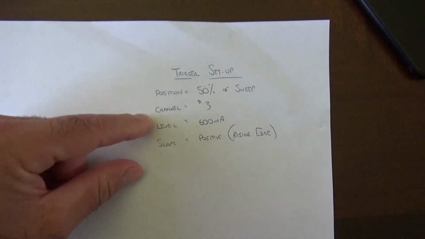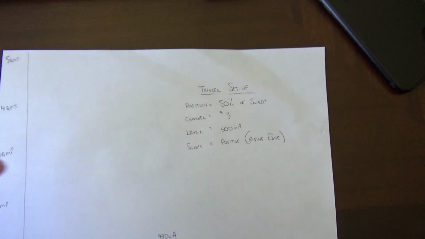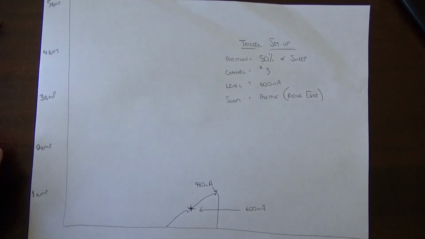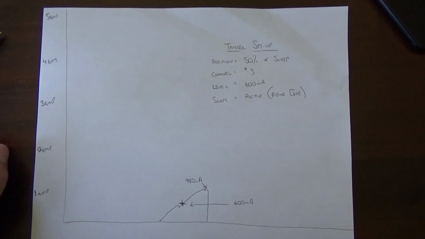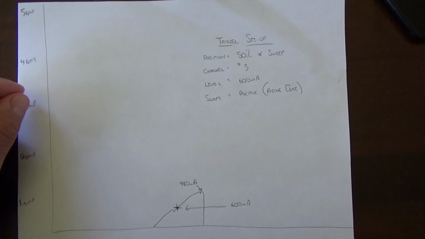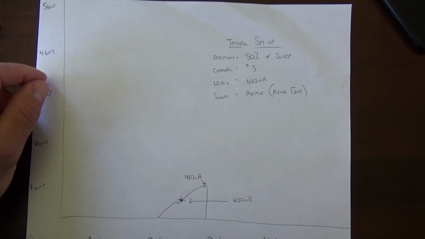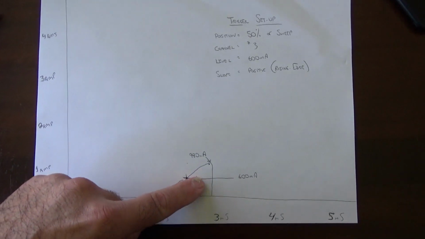A second aspect of a trigger setup would be a channel. In some cases, some scopes only have 2 channels, others have 4, some have 8, and some even have 12. But in this case, as an example, I chose channel 3. So I'm telling my scope so far, we're going to be looking at channel 3 and only begin drawing in the center of the screen.